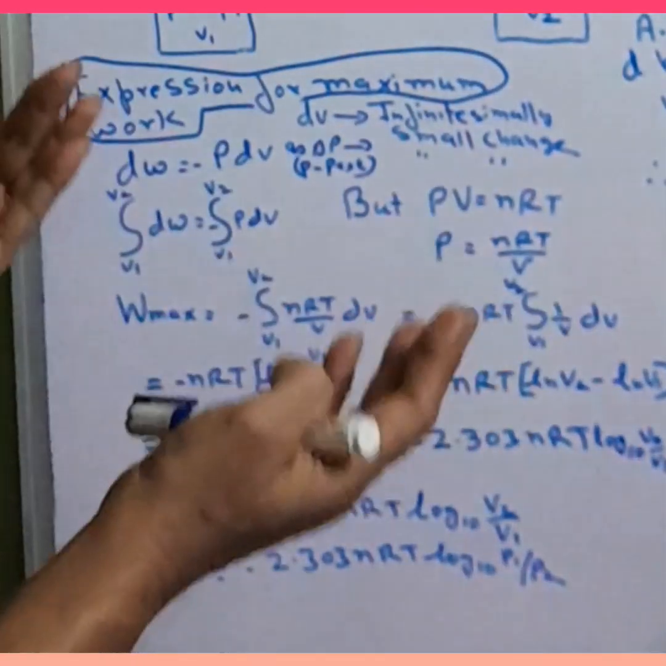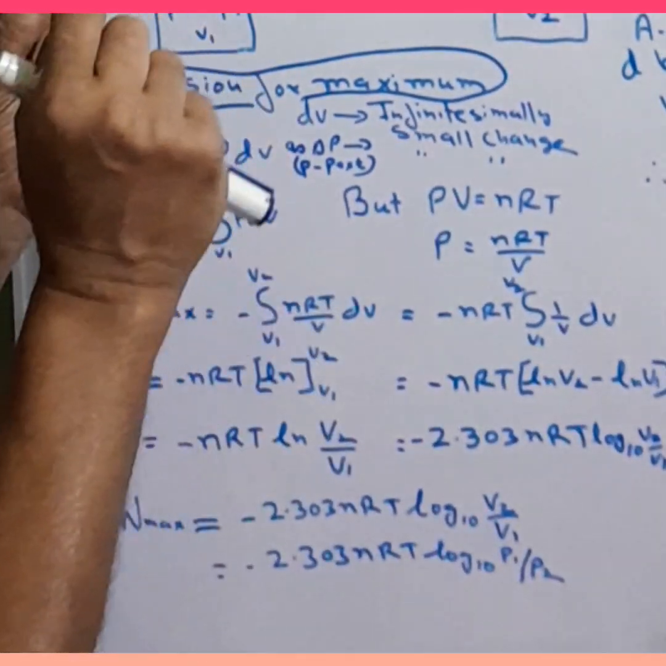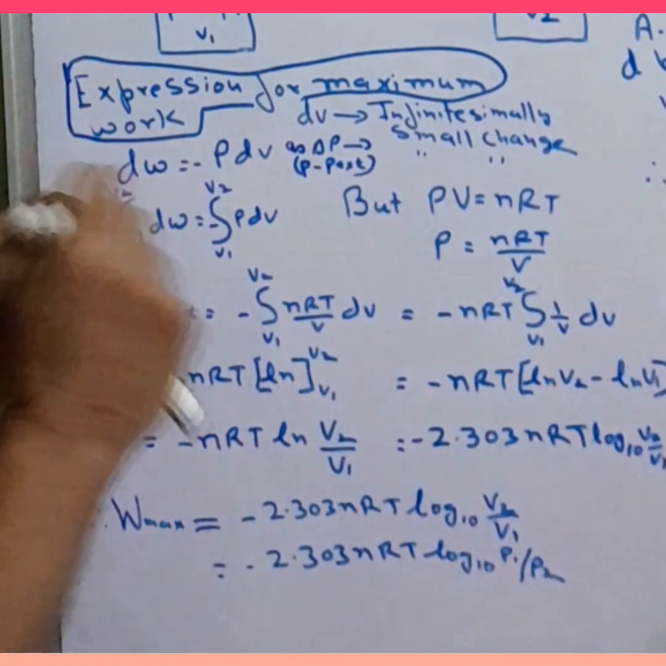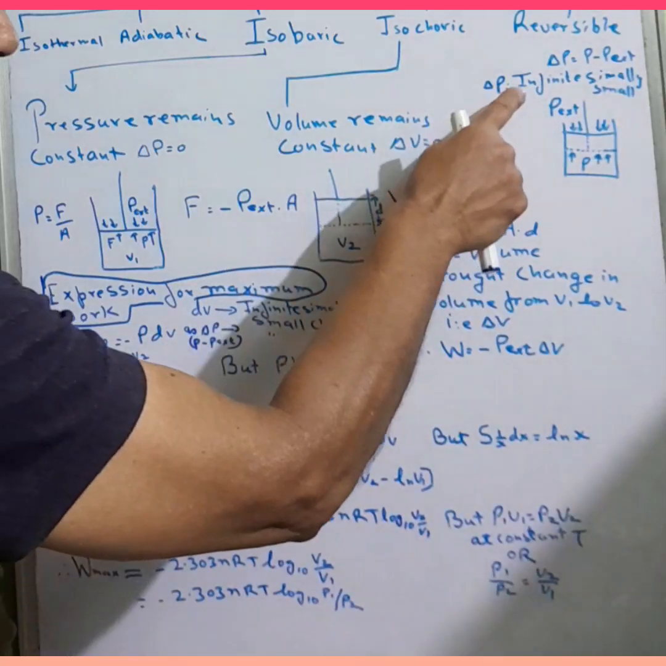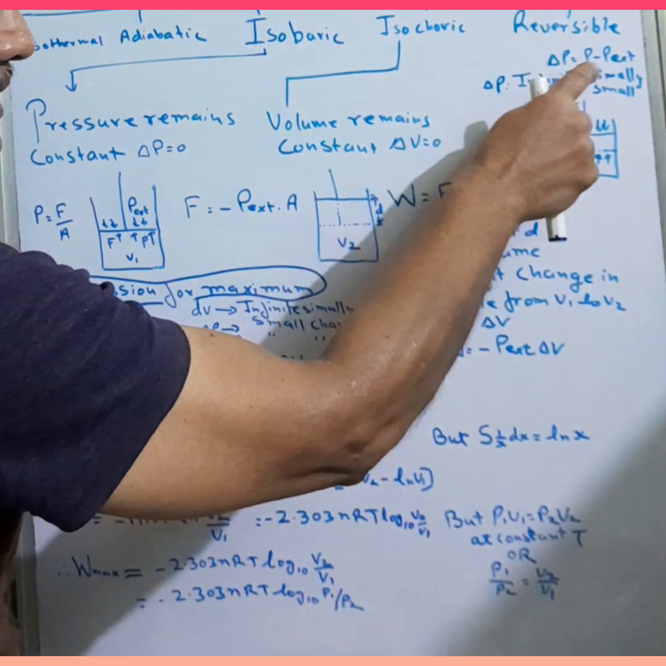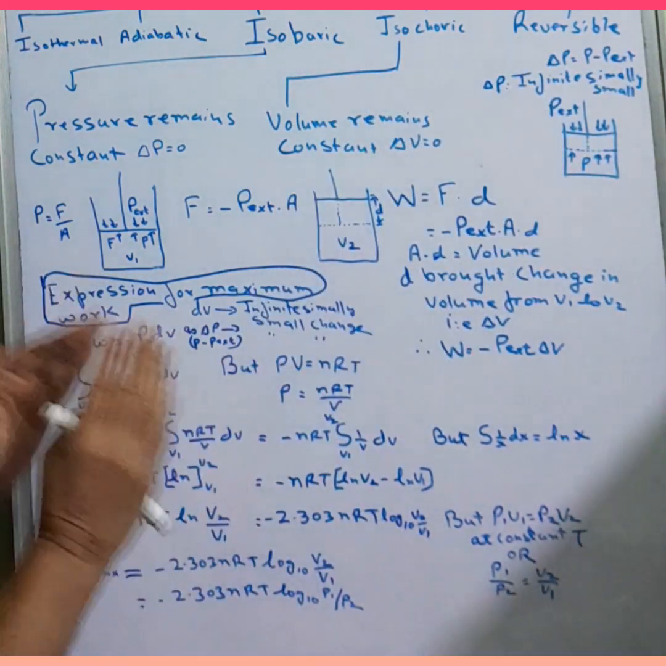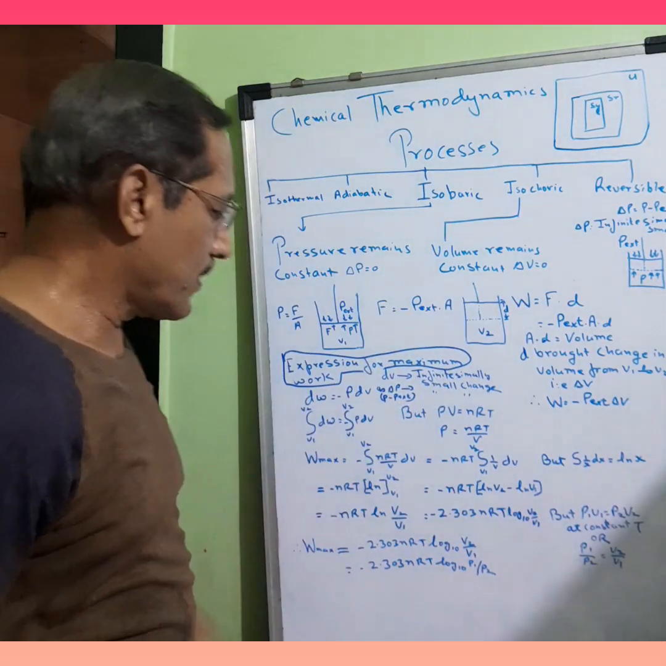So let's get into that derivation. Whenever we mention dV, that itself means it is an infinitesimally small change in volume. And del P is equal to P minus PEXT, that also is infinitesimally small. So everything that we are doing is in a very slow mode.